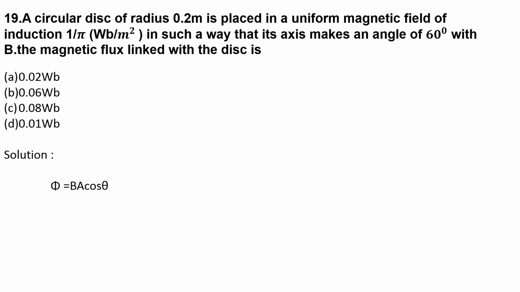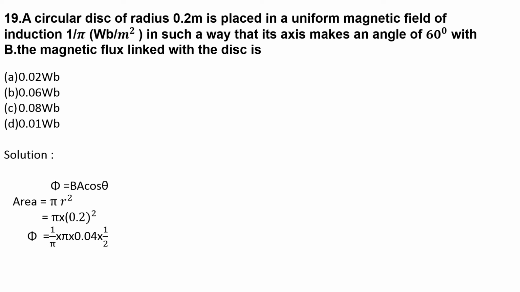Here you know the formula for magnetic flux, phi equals BA cos theta. Here B means magnetic field and its value is 1 by pi, A means area of the circular disc, and theta is the angle between B and A, given as 60 degree. So the area of the circular disc is pi r square. While substituting the value of the radius of the disc, you get pi into 0.02 square.